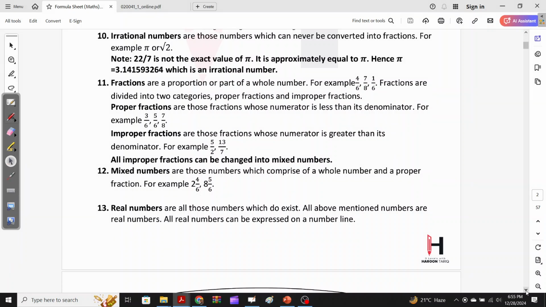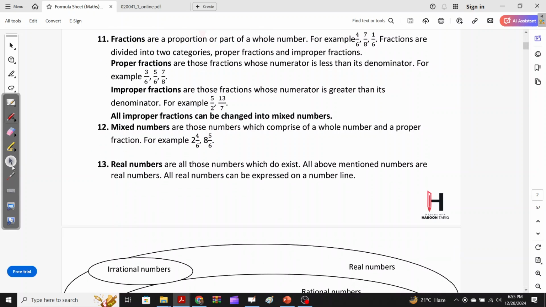What about the other numbers we have over here? If you look at it, we have real numbers. Real numbers are all those numbers which do exist. For example, all the above mentioned numbers are real numbers. All real numbers can be expressed on a number line. So all the real numbers can be expressed on a number line system. Remember.